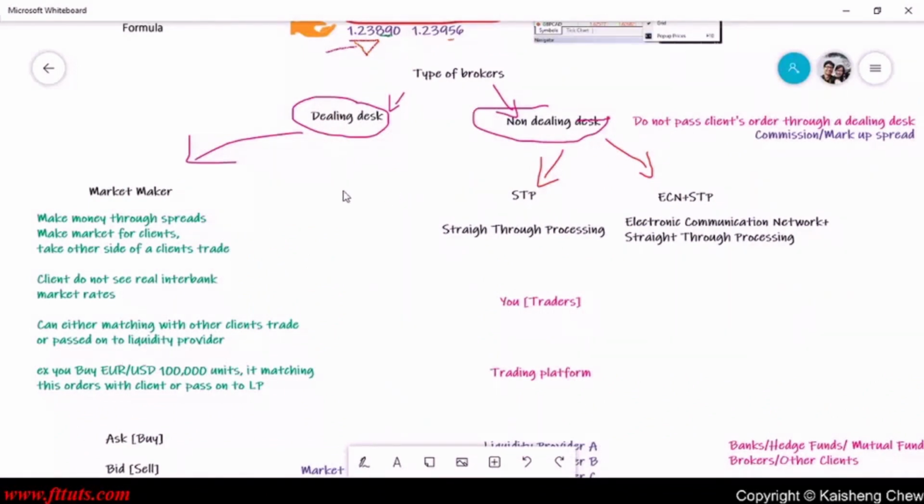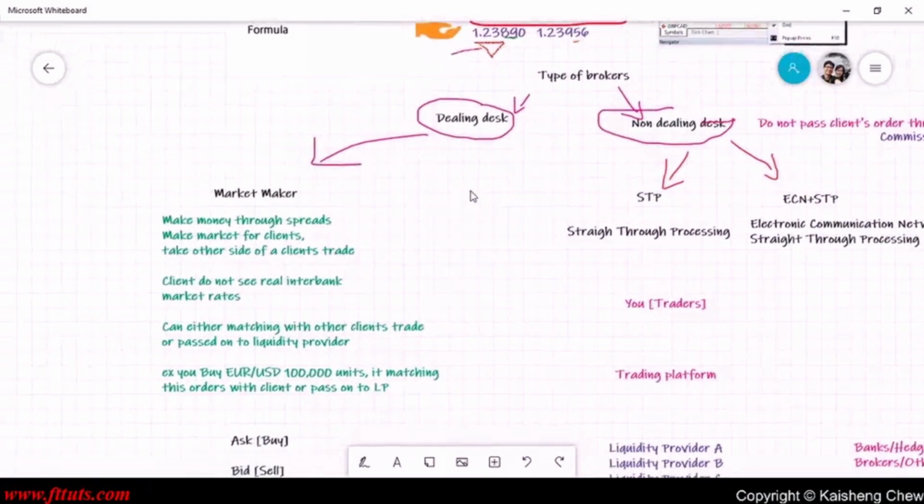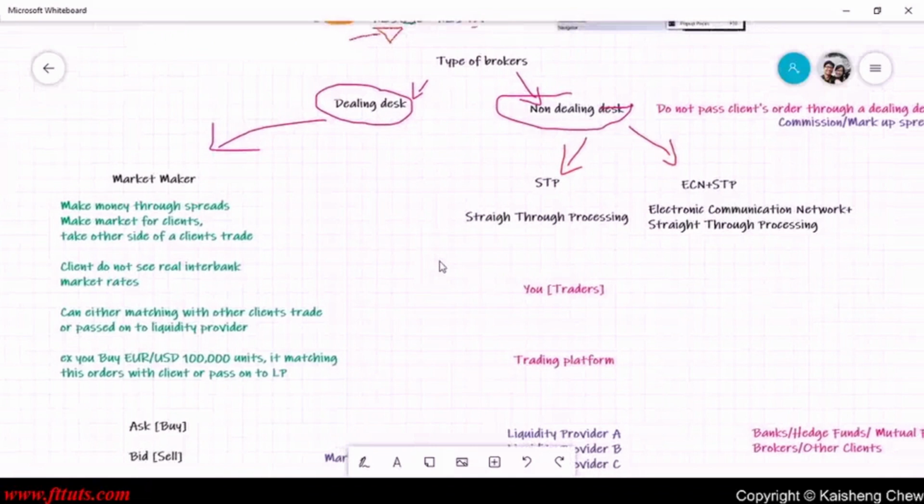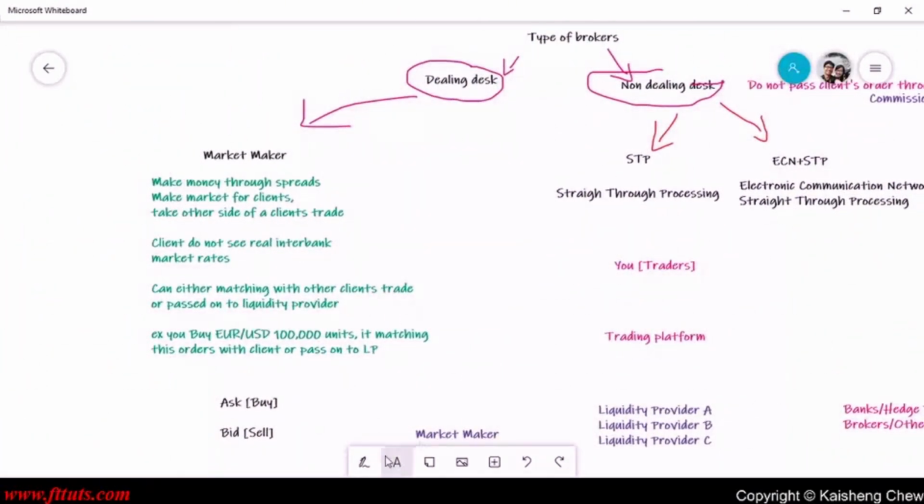Okay, so now we're going to discuss the difference between the brokers. The most common one, with the lowest entry, is the market maker. You can enter the market with very low capital, some as low as $100, and you can start trading already. Some will be 200, depending on the broker. But if you go to STP and ECN, they need bigger capital.